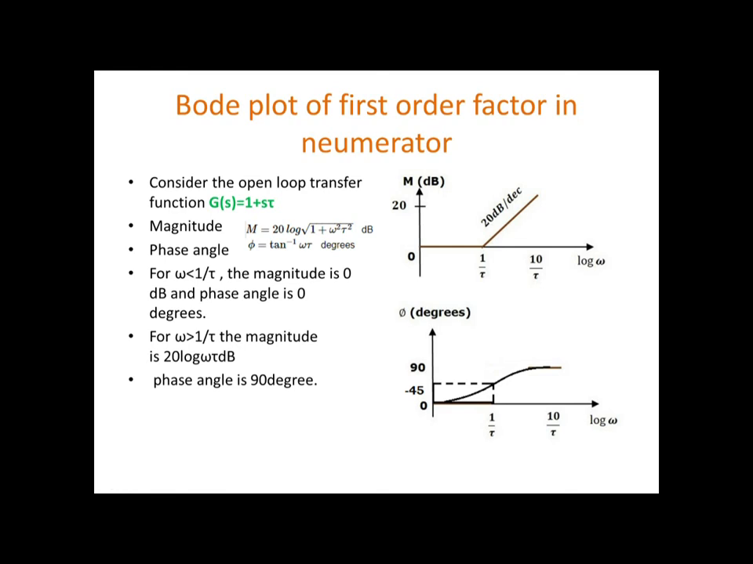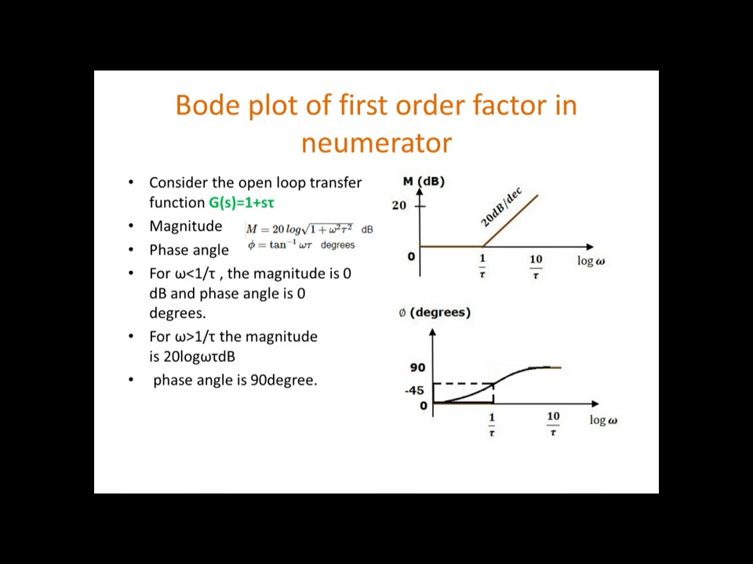Now here also there will be two cases. When ωτ is less than 1, the ωτ part is negligible, only the 1 will be present, and the magnitude is 0 dB. So at the lower frequency range, when ω is less than 1/τ, the magnitude will be 0 dB, and in the same way the angle in the lower frequency range is 0 degree.